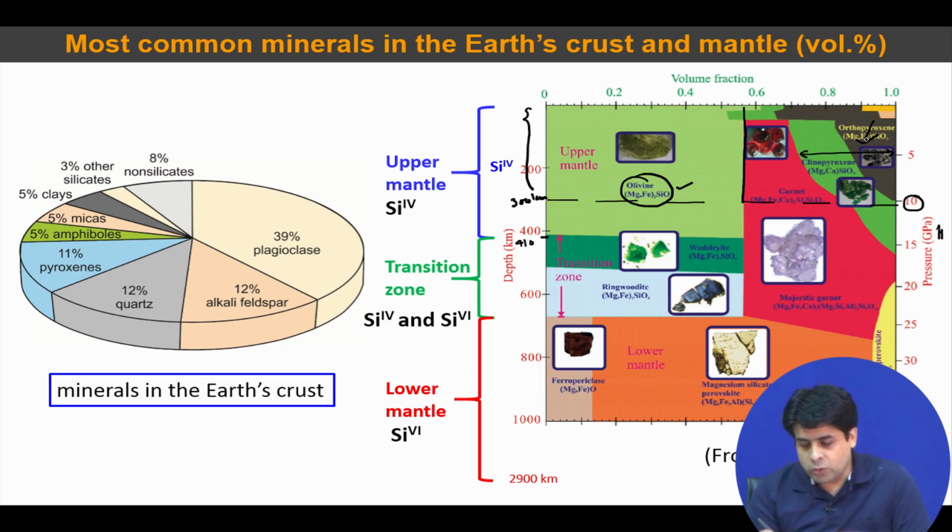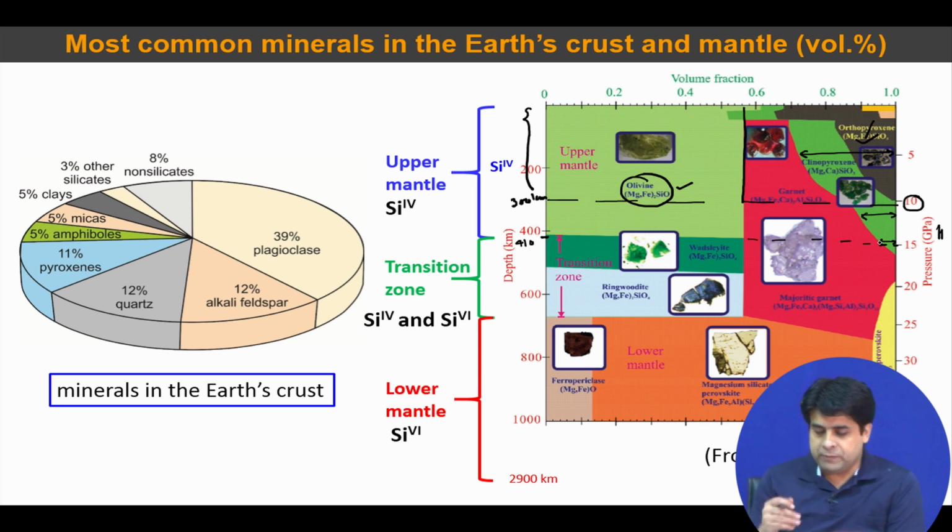And also when you go deeper and deeper, for example, if you draw one horizontal line at 410 kilometer, you will see that the proportion of your clinopyroxene, which is present at almost 15% or 12%, is decreasing when we go to the base of the upper mantle. So now it is almost 5%.